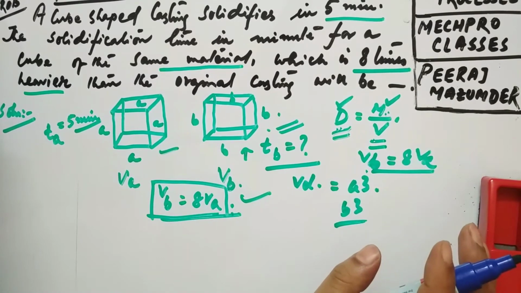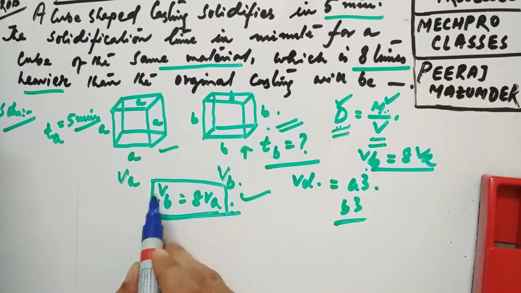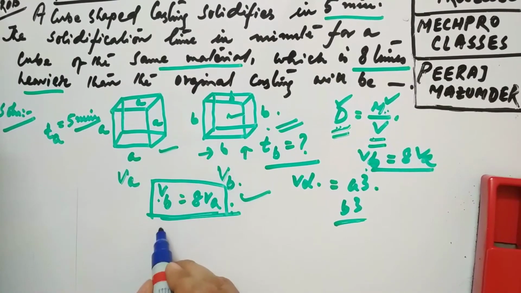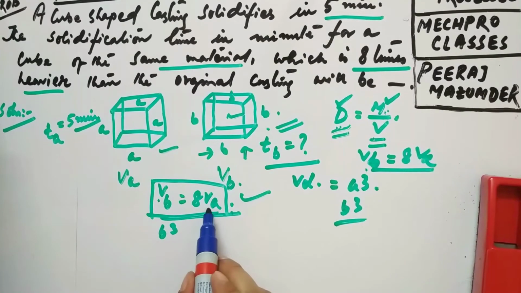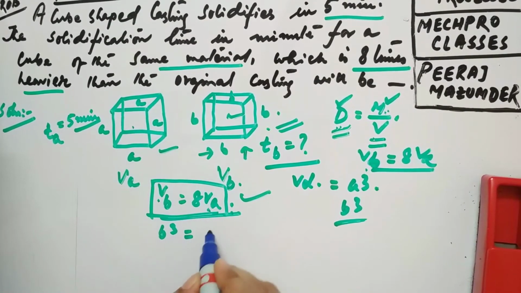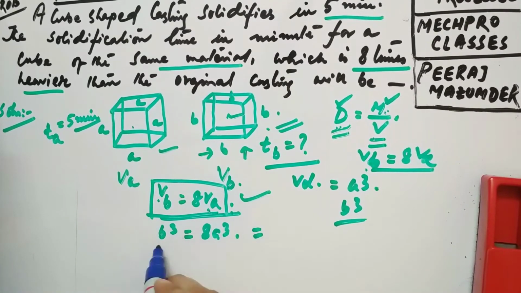No problem, I think. Okay. Now look, putting the value over here. Look, VB. So VB means this one. Okay. So for this one, the volume will be B cube, and for this one, VA is A cube. So I can write 8A cube. Okay.